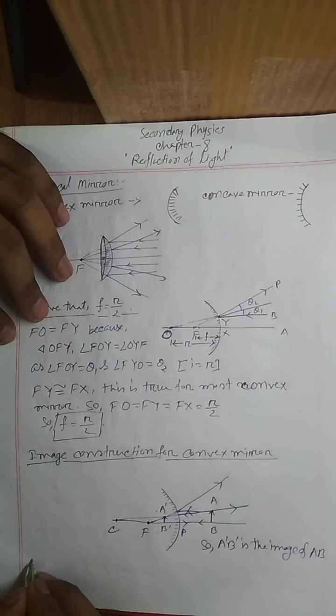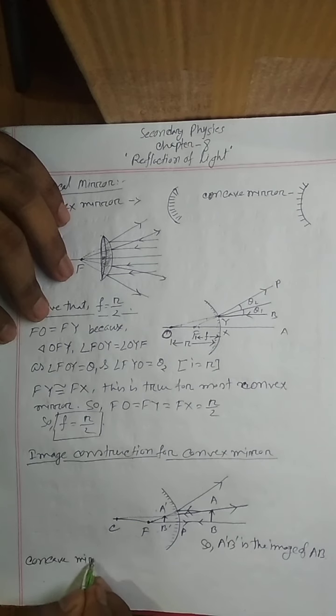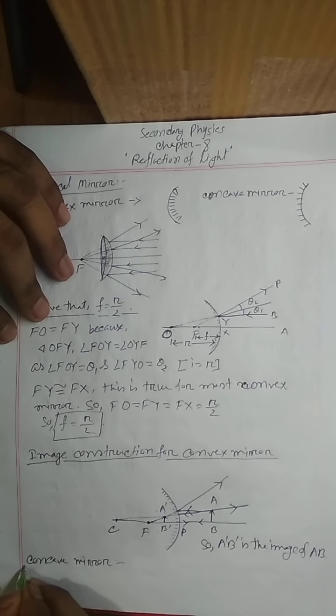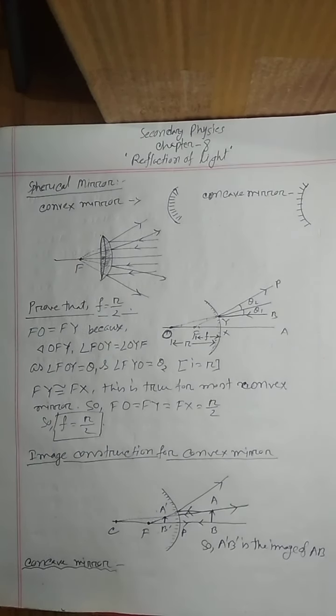Now come to the concave mirror. The inside of a shiny spoon is an example of a concave mirror. Those of you who have looked at the inside of a spoon must have noticed that the image is small, and the interesting thing is that the image is inverted.